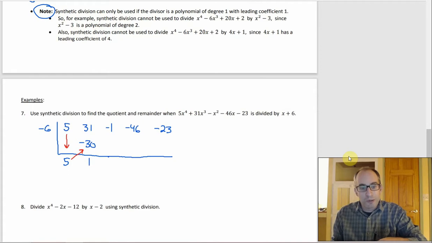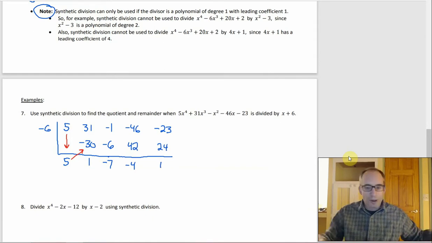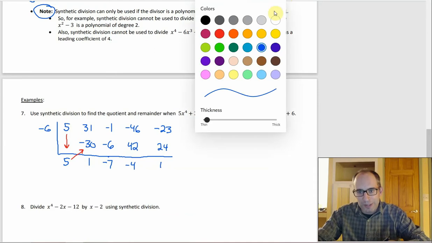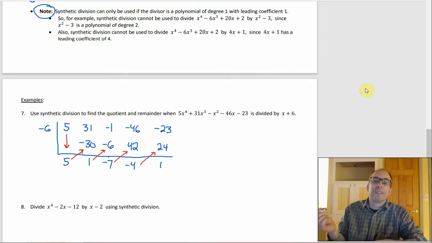All right, and then you keep doing the same process. So negative 6 times 1 is negative 6. You add down that column, that's negative 7. Then negative 6 times negative 7 is positive 42, so that goes there. Add down the column, that's a negative 4. And then negative 6 times negative 4 is positive 24. And so what we're going to end up with is a 1 right there. And I can put the other red arrows in, since we are doing the same procedure over and over. We'd have red arrows going like this, since, for example, the negative 6 times negative 7 is how we're getting that 42.